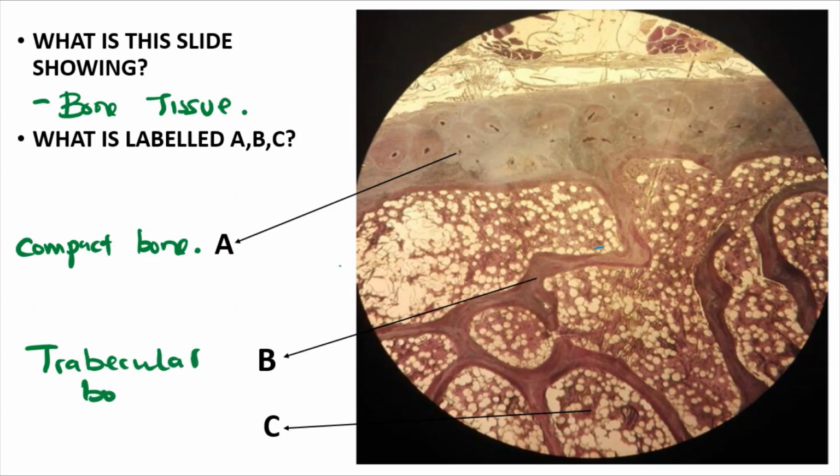Remember, there are two types of bone. Histology, gross classification of bone, we've got compact bone and trabecular bone. Histological classification of bone, we've got woven bone and lamellar bone. C is simply the bone marrow.